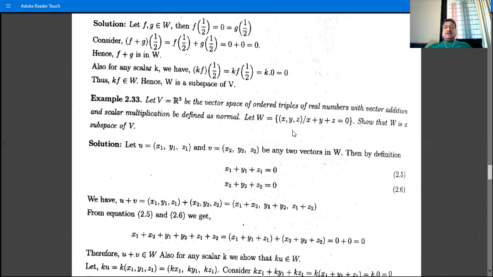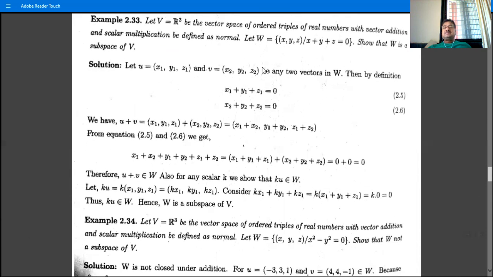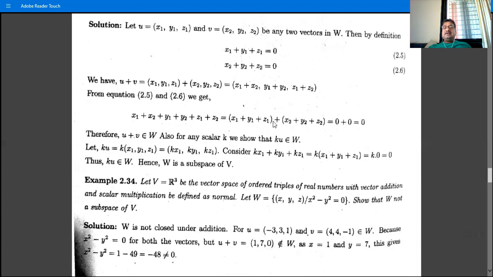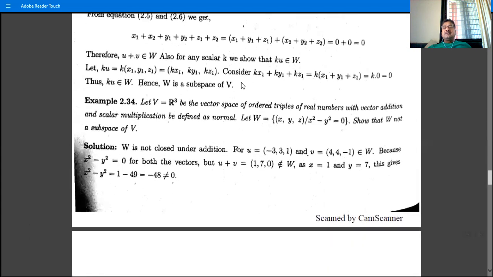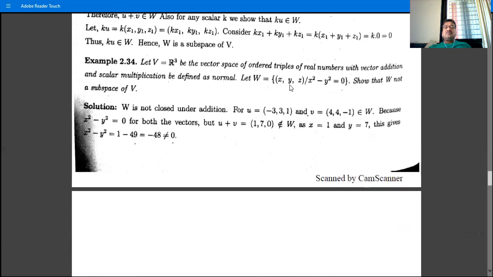A similar example: V is R3, and W is the set of (x, y, z) such that x plus y plus z equals 0. Show that W is a subspace of V. Obviously, this W is a subspace of V: by taking two elements, show that their addition belongs to W and scalar multiplication belongs to W, and therefore W is a subspace of V.